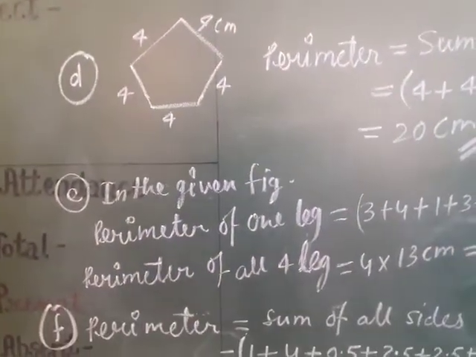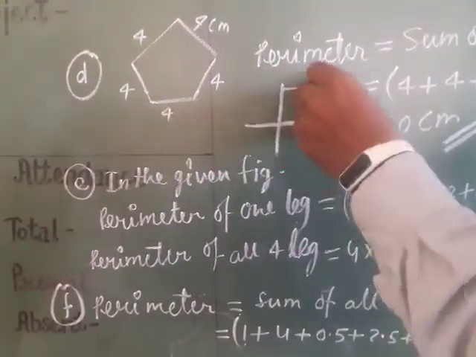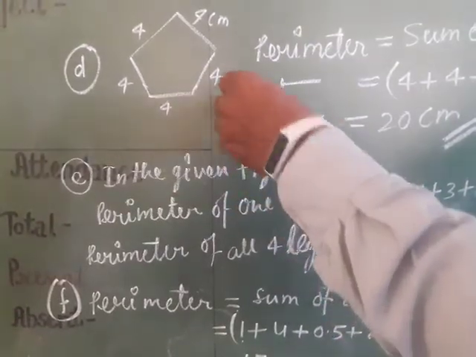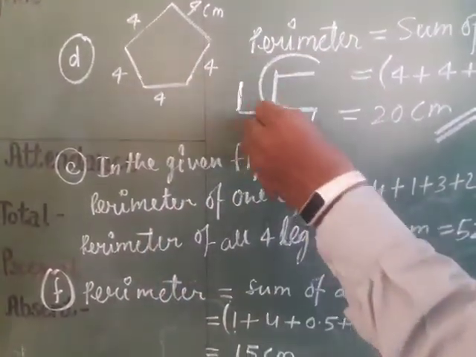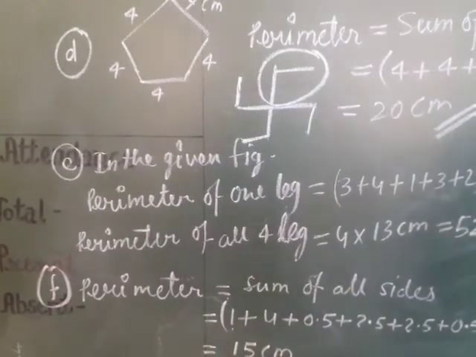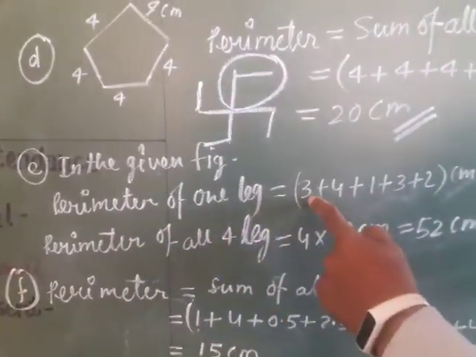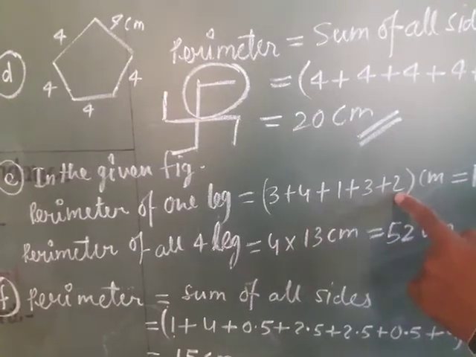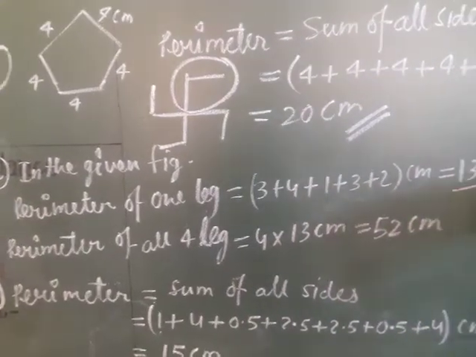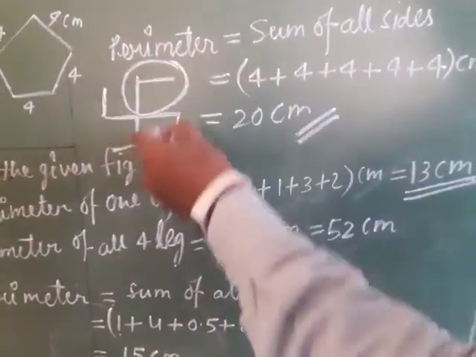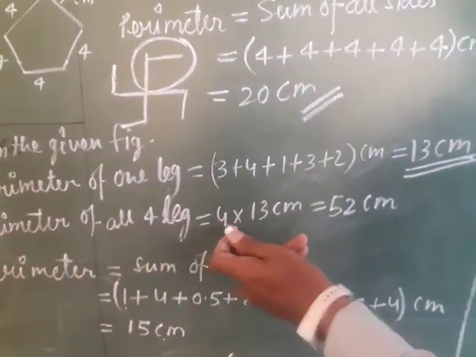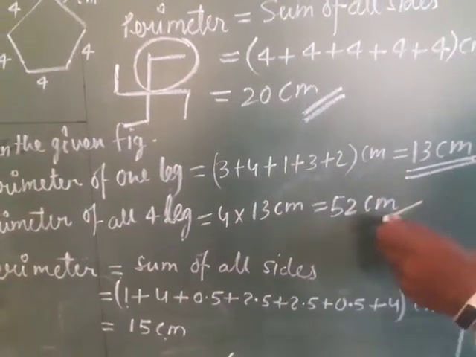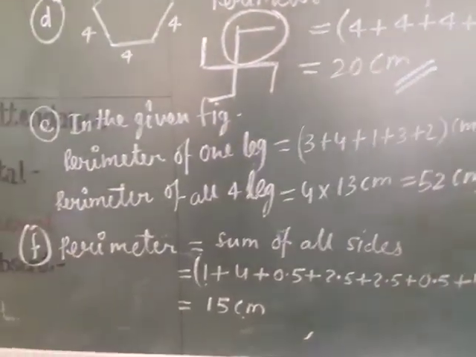In the given figure, the figure is given in your book like this. Here first of all we are going to find out the perimeter of one leg. So perimeter of one leg is 3 plus 4 plus 1 plus 3 plus 2 centimeter. So the answer will be 13 centimeter. Now as we know that 4 legs are given, so perimeter of all 4 legs will be 4 into 13. That means 52 centimeter.